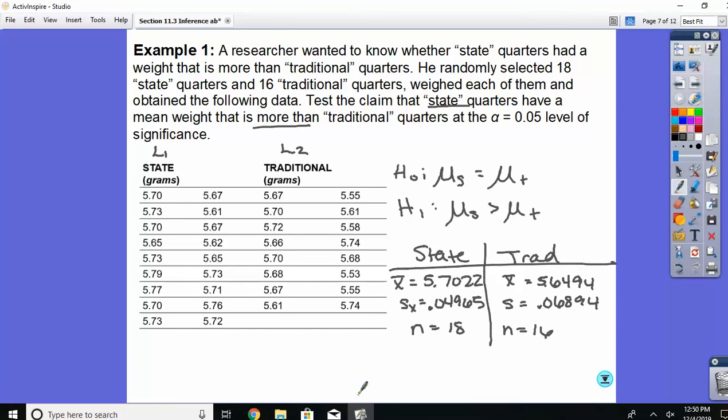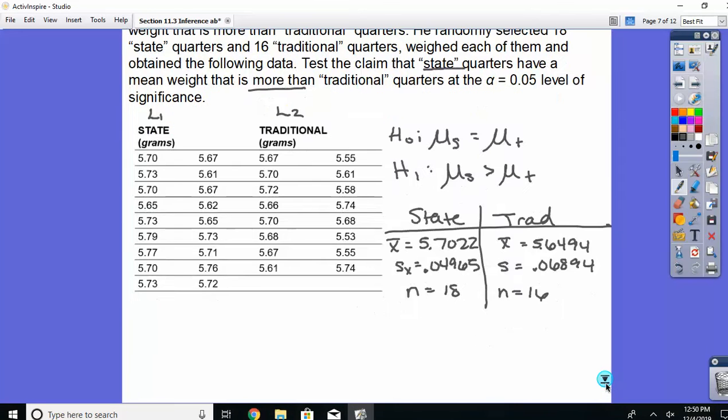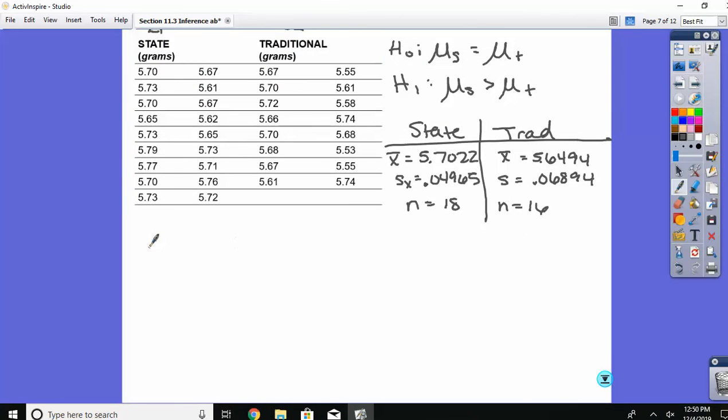Okay. Everybody look at your formula sheet as we do this T formula so you know where it's coming from. So my test statistic, my T of 0, is X sub 1 bar minus X sub 2 bar. So this was my L1, my L2. So I'm going to do the state minus the traditional.